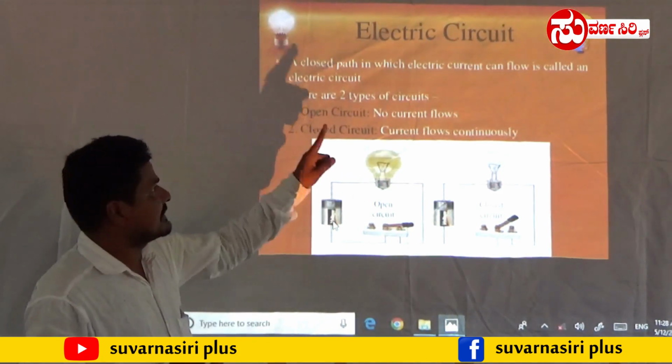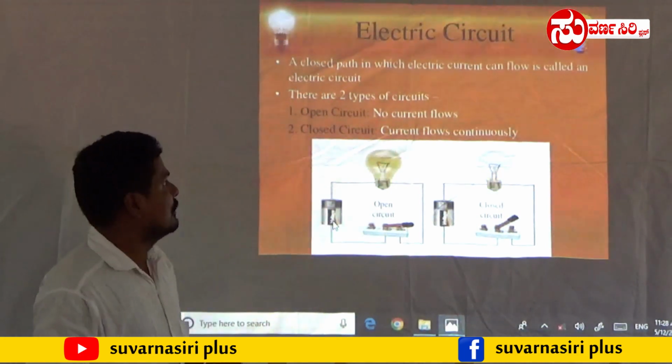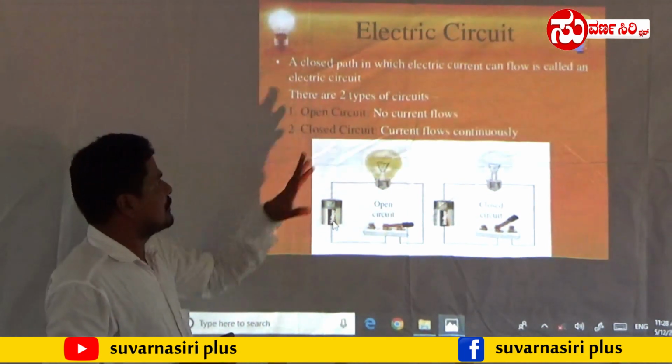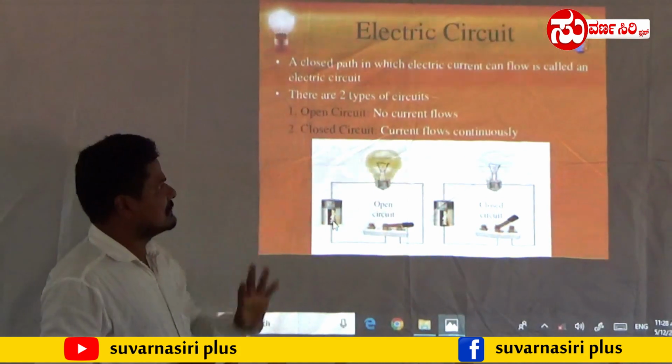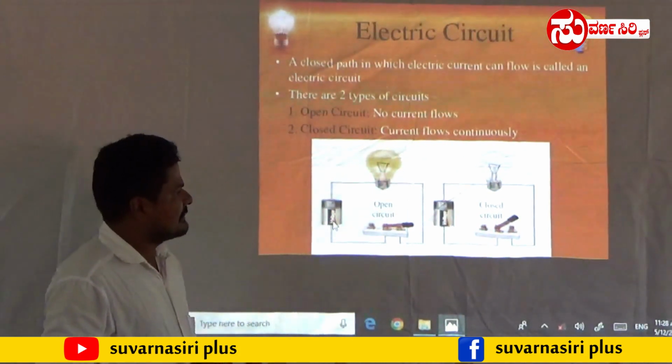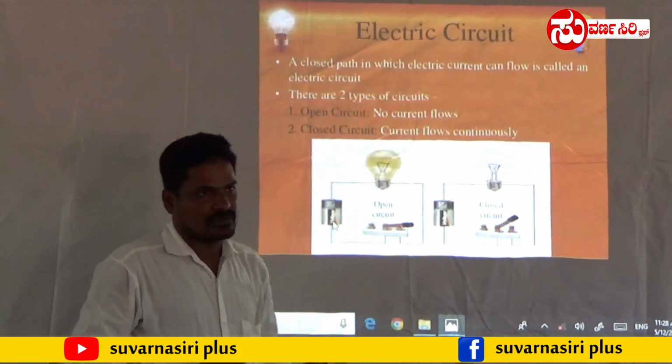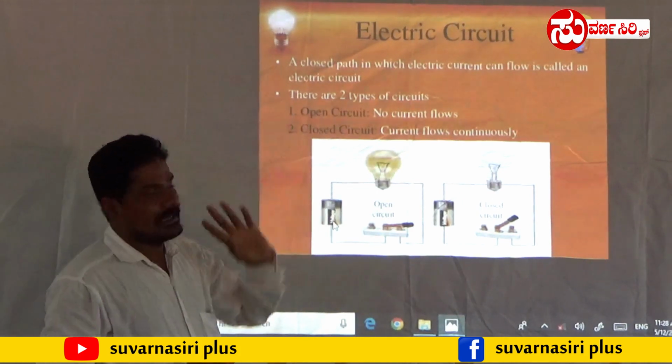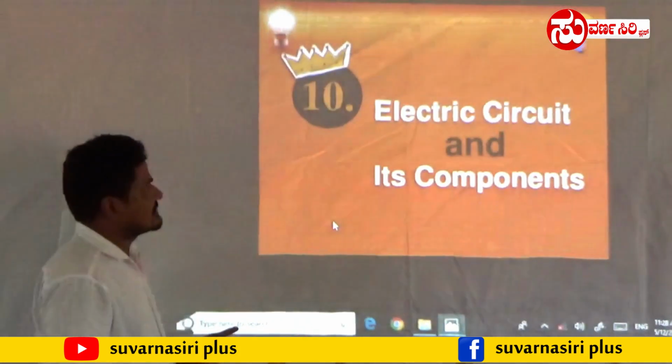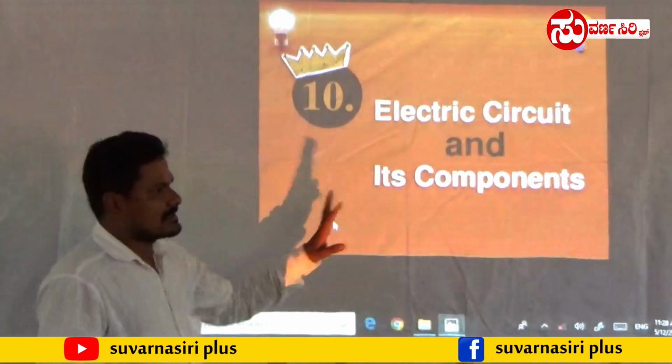So in the electric circuit, the current can flow. Here there are two types. One is the open type, where no current flows, and in the closed type, the current will flow continuously. So this is about the electric circuit. And next, electric circuits and their components.